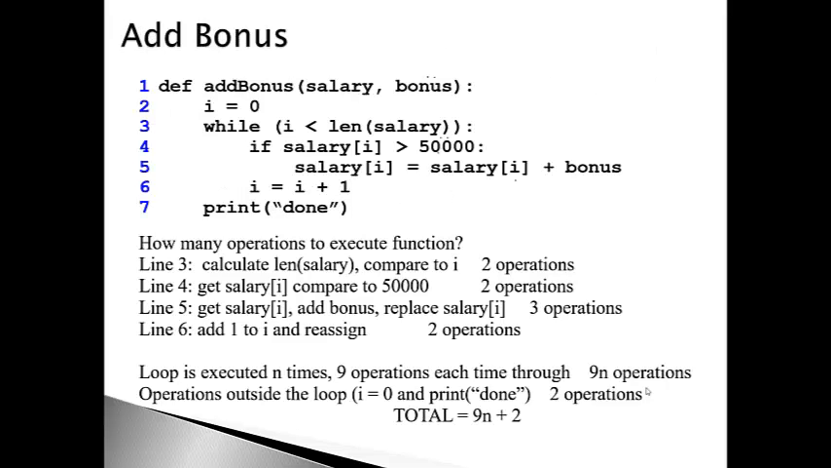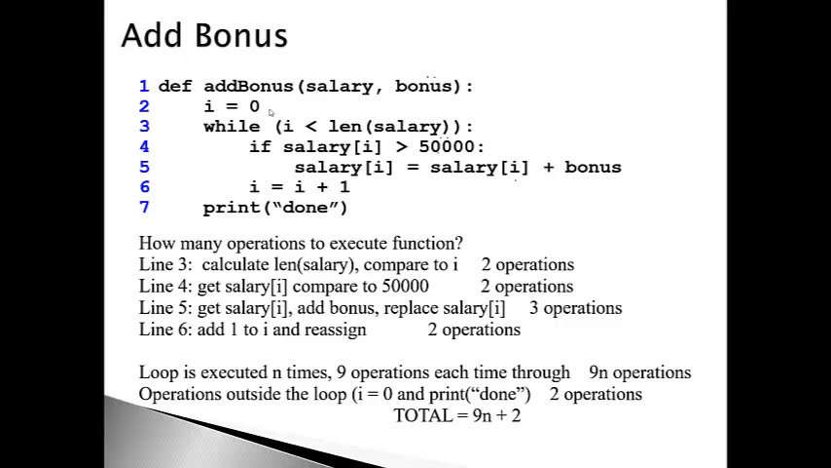So let's take this very simple example here. This is a function called add_bonus. What we're doing is taking in a list of salaries from a company, for instance, and we're going through them one at a time. If the person's salary is greater than $50,000, we add the bonus that we've passed in to that salary. So the rich get richer, of course.